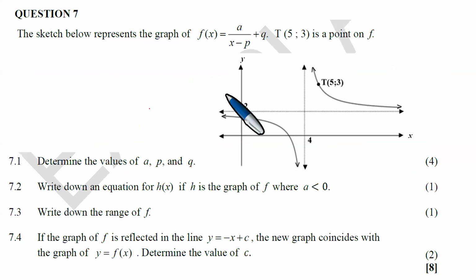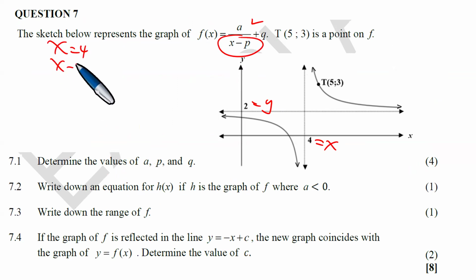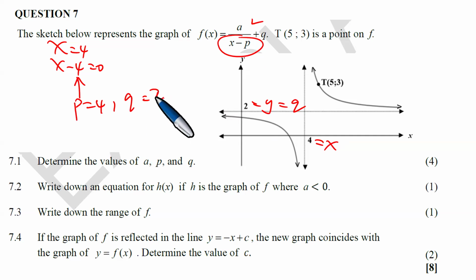Next question. Let's look at this graph quickly. Determine the values of a, p, and q. There's something called the rectangular hyperbola, which is this kind of graph. To find this, you need to realize that this is x equals this, and this is y equals this. If you want to find p and q, you say x is 4, which means x minus 4 is 0. Look at this guy. That is our p, so p is 4. Y is this, and this always gives us the q, so our q is 2.